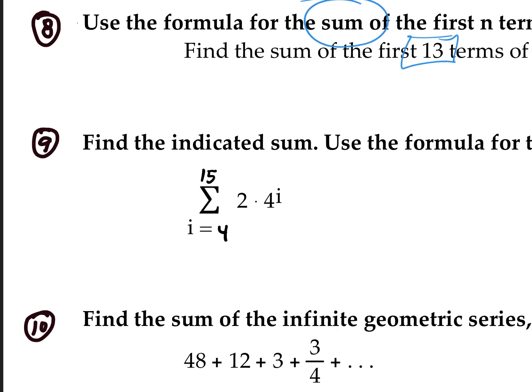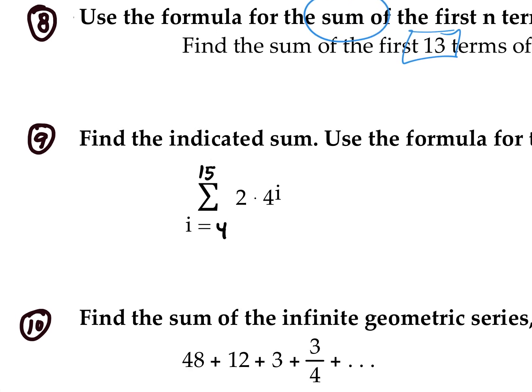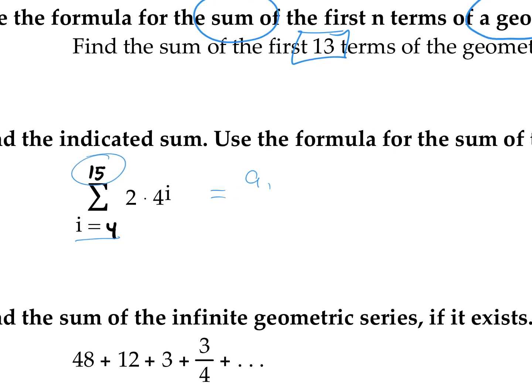All right, what about this one? Is this, look, geometric or arithmetic? Why is it geometric? Because it's got an exponent. Good. Is this finite or is it infinite? Why is it finite? Because there's a beginning and an end. So it's first term, 1 minus r to the n over 1 minus r. All right, I'm not going to work this whole one out, but I'm just going to show you. How would you figure out, guys, what the first term is?